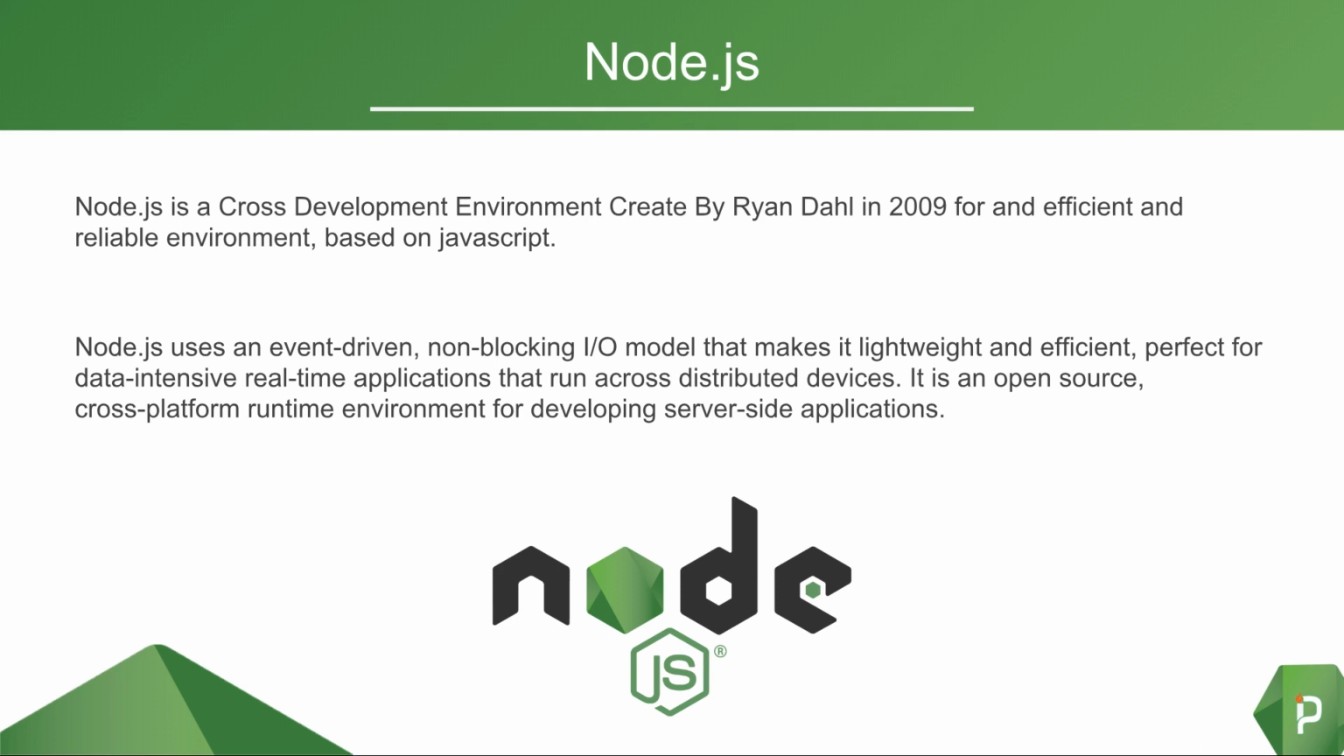So basically Node.js is a cross-platform development environment created by Ryan Dahl in 2009 for an efficient and reliable environment based on JavaScript. And as we all know, Node.js is actually based on JavaScript. From its name, Node.js, it looks like a JavaScript library or a JavaScript framework, while it's not just a framework or library, it's a development environment. And what I mean by development environment is something close to a programming language, where it allows you to interpret, and it has its own compiler, its own interpreter, garbage collector, and its own architecture that's running on the kernel. So this is basically what Node.js is.